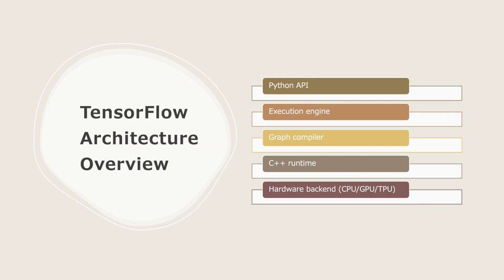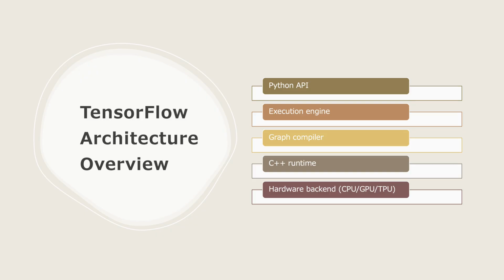TensorFlow is designed in layers, with each layer handling a different part of the computation process. At the top is the Python API. This is the part developers interact with directly when writing TensorFlow code. Below that is the execution engine, which manages how operations are scheduled and carried out. Next is the graph compiler.